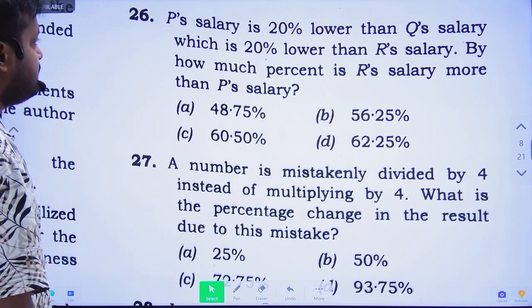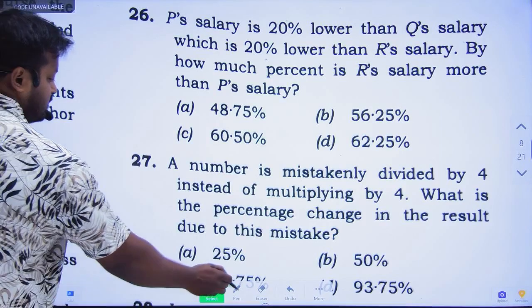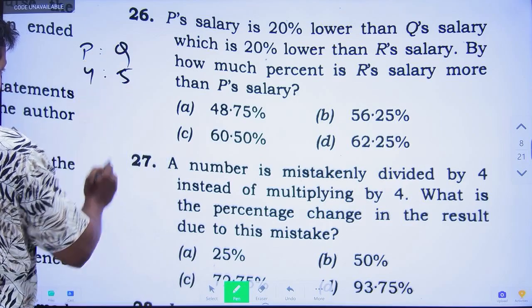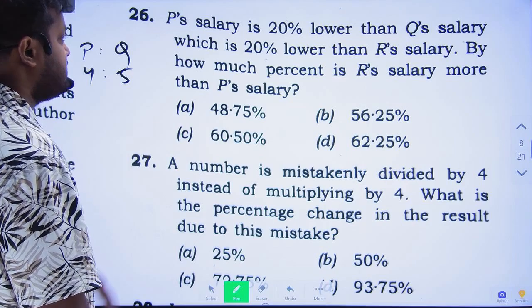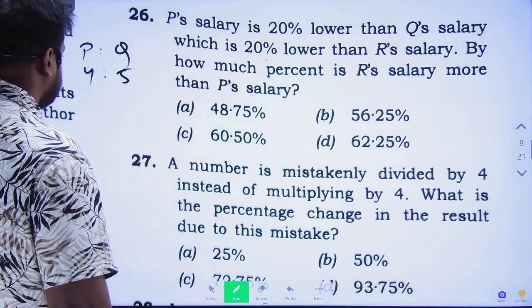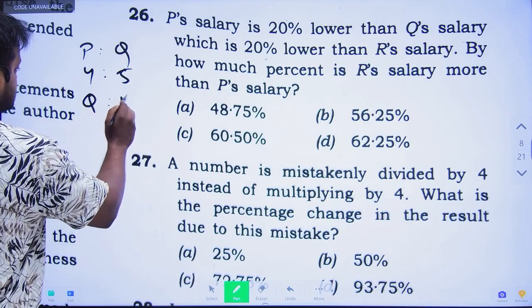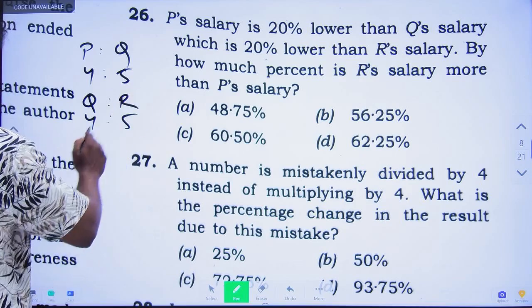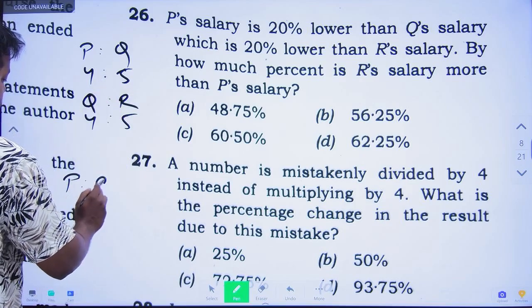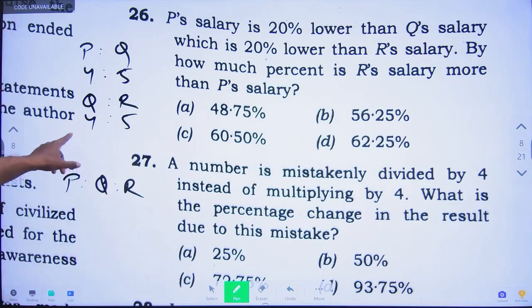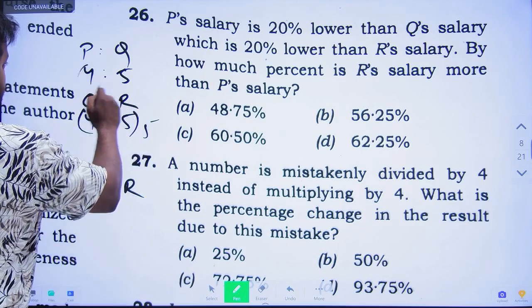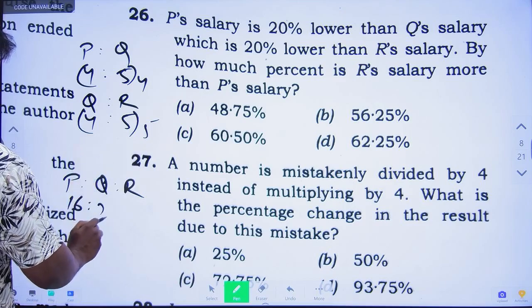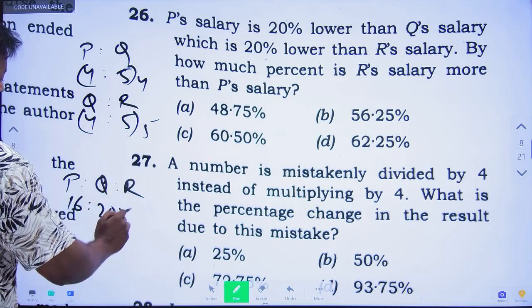P's salary is 20% lower than Q's salary. P is to Q, 20% lower, means if Q is 5, P is 4. Q is 20% lower than R, means if R is 5, Q is 4. Now merge the ratios. P is to Q is to R: in this I will multiply by 5, in this I will multiply by 4. This is 16 is to 20 is to 25.